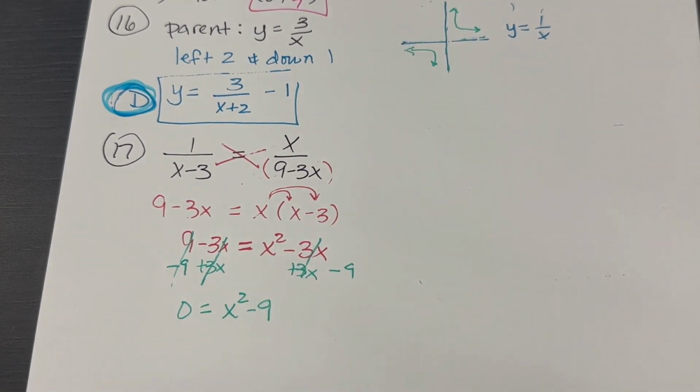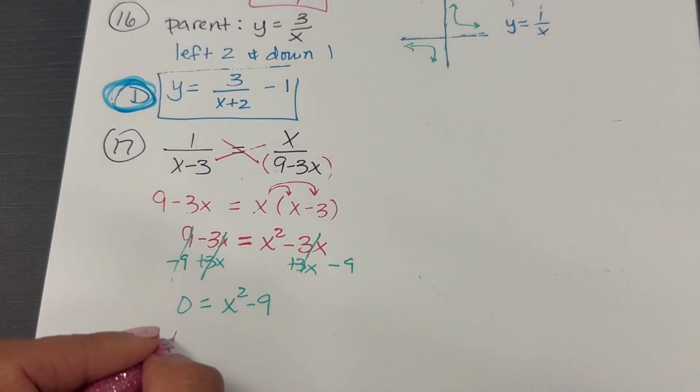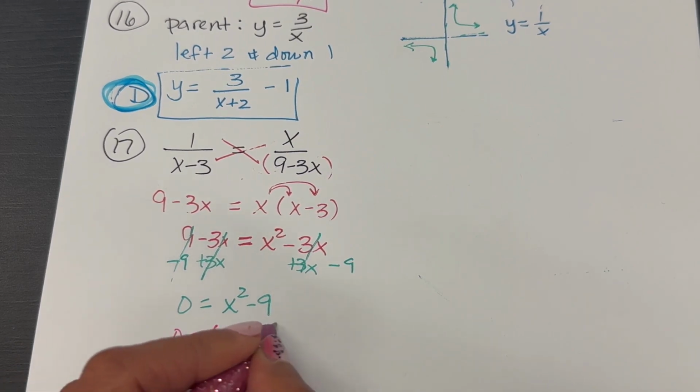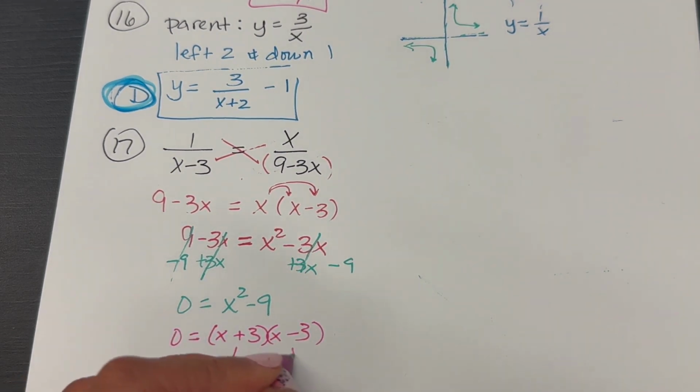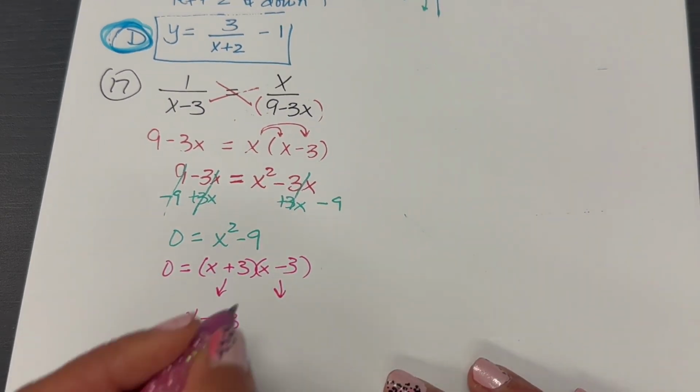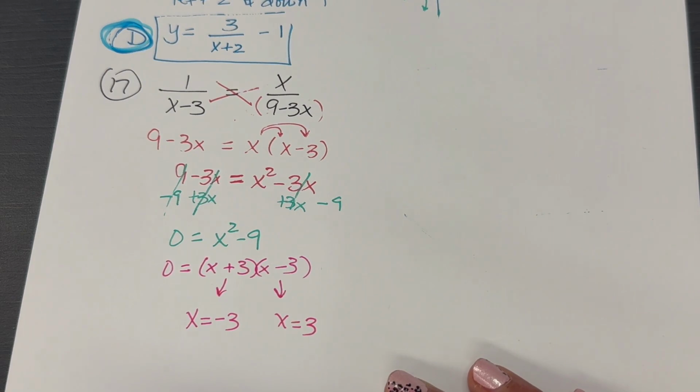That is a difference of 2 perfect squares. So those factor down to 2 binomial factors, one with a plus, one with a minus. Split the x, split the 9. x plus 3, x minus 3. So we get our two solutions, x equals negative 3 and x equals positive 3, when you solve each of those.